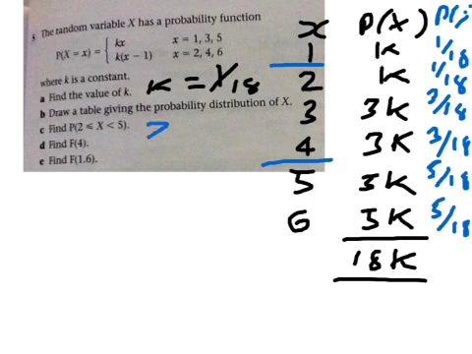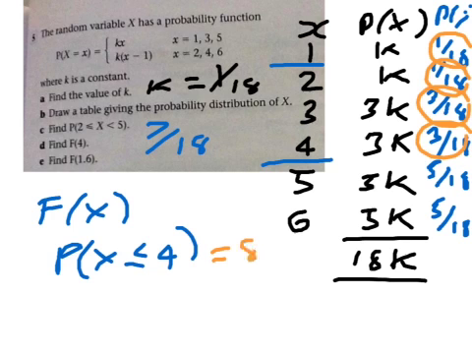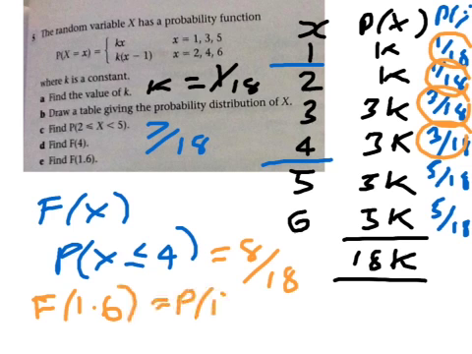Right, F of 4 is the probability that x is less than or equal to 4. Okay, so we'll do this in orange so you can see which ones I'm picking out. So I can be 3/18, 3/18, 1/18, 1/18, and that adds up to 8/18. And F of 1.6 means I've got to be below 1.6. The only value below 1.6 is 1, and the probability of 1 is 1/18. So that's that question done.